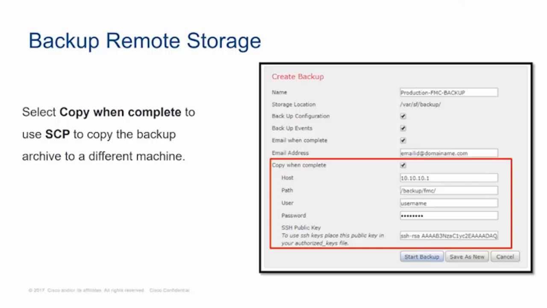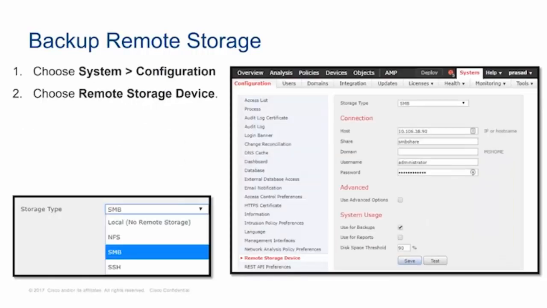One option is to copy the backup information once the process is complete. But this option gives you only SCP transfer to a different machine, and this is going to be a copy of the existing backup. As you can see, when you check copy when complete, it's going to give you a set of options to fill in, so that you can define the SCP server, the path where it needs to be stored, and the credentials for the SCP server with the SSH public key. This is going to be used in order to copy the backup once the backup process is completed on the system.